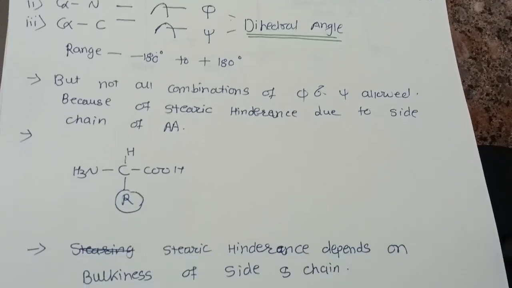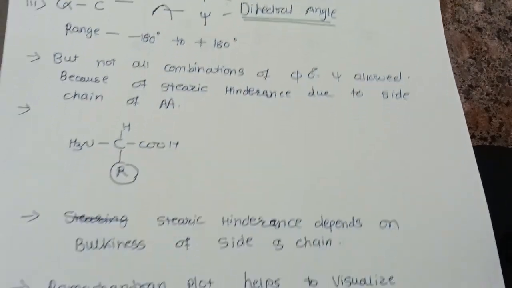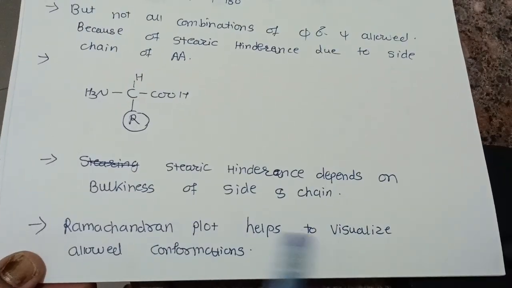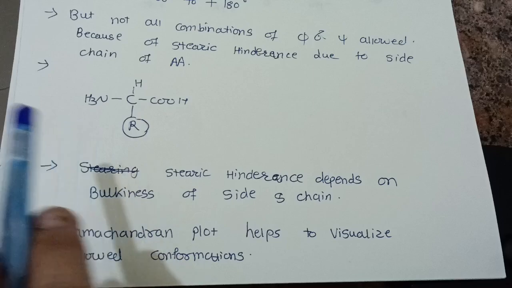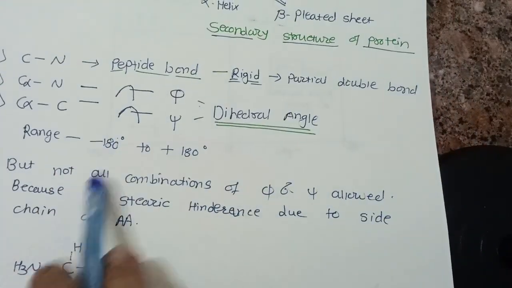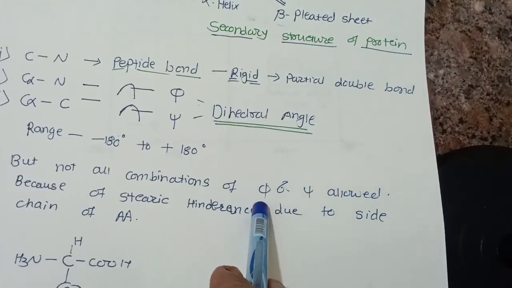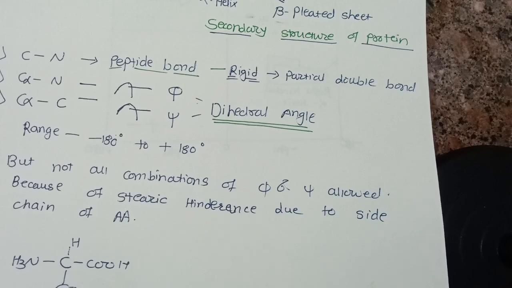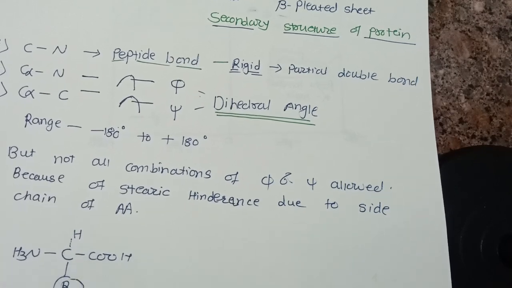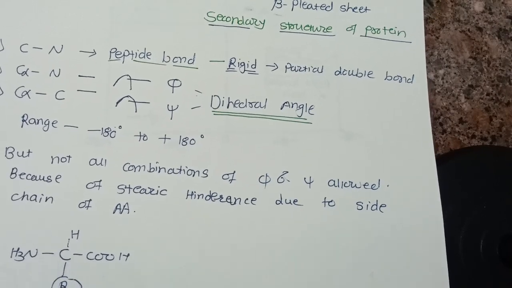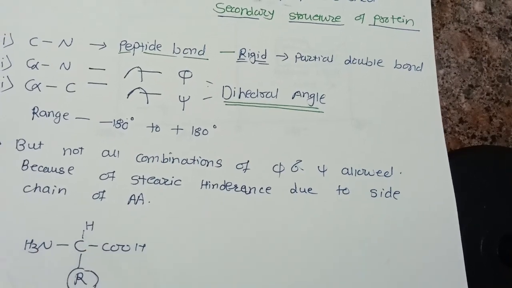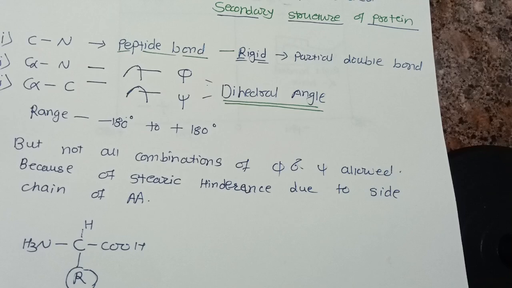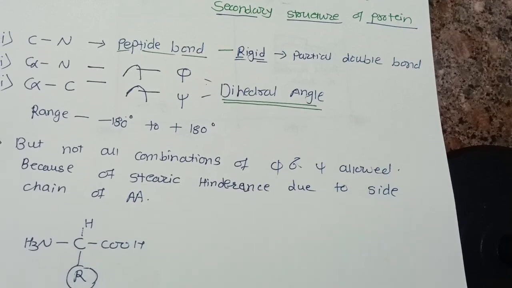Considering this fact, there is a Ramachandran plot. This Ramachandran plot helps to visualize the allowed conformations. Because of the steric hindrance, not all the possible angles from minus 180 to plus 180 degrees are allowed. So which are the allowed regions and which are not allowed, we will see, and some regions are the most allowed regions. All these things we can see on the Ramachandran plot.